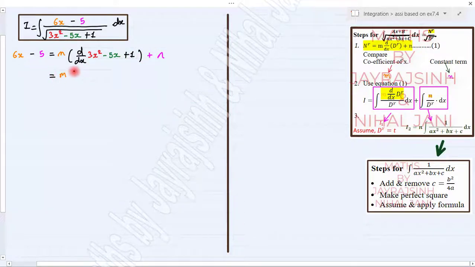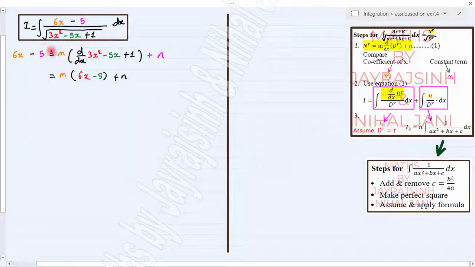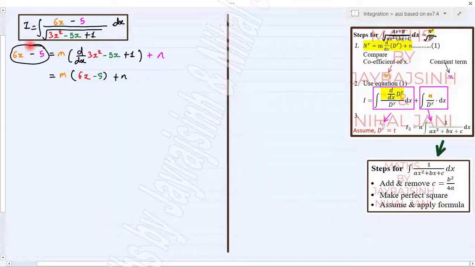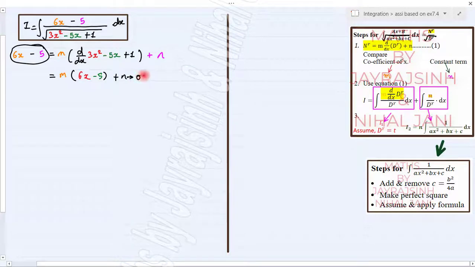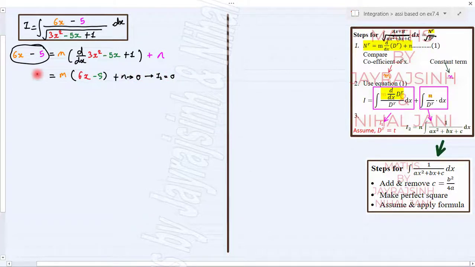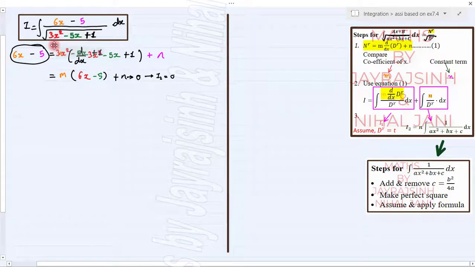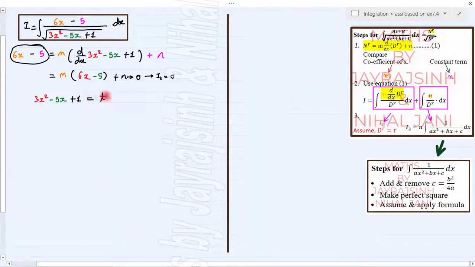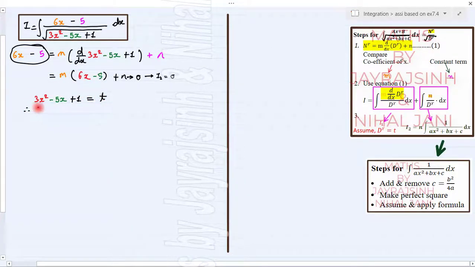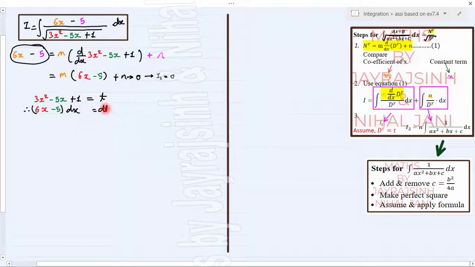But here, the differentiation of the denominator is 6x minus 5, which we already have in the numerator. So we don't have to follow the steps. If we follow, you will get n is equal to 0 and eventually your I2 will also be 0. So to integrate this, we just have to assume your denominator is equal to t and you will get (6x minus 5) dx is equal to dt.